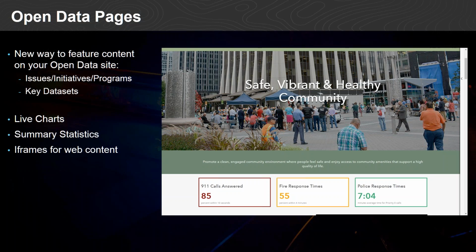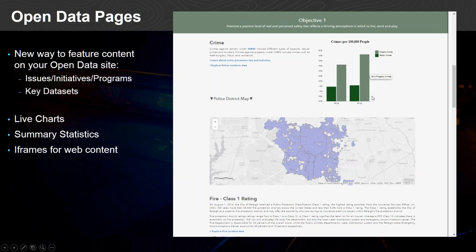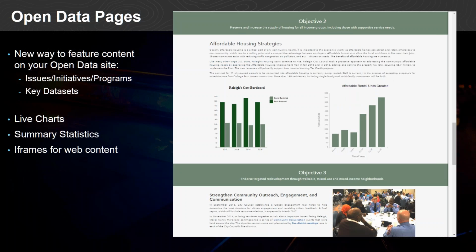They enable a variety of different capabilities, as I mentioned. So on this screenshot from this example page in Raleigh, you can see live summary statistics on percentage of 911 calls answered within the last 10 seconds, and response times for police and fire. You've got dynamic and interactive charts as well as maps that are embedded into a story that's telling a story around what the key objectives are for Raleigh for a healthy and safe community, and what the metrics are associated with those objectives.